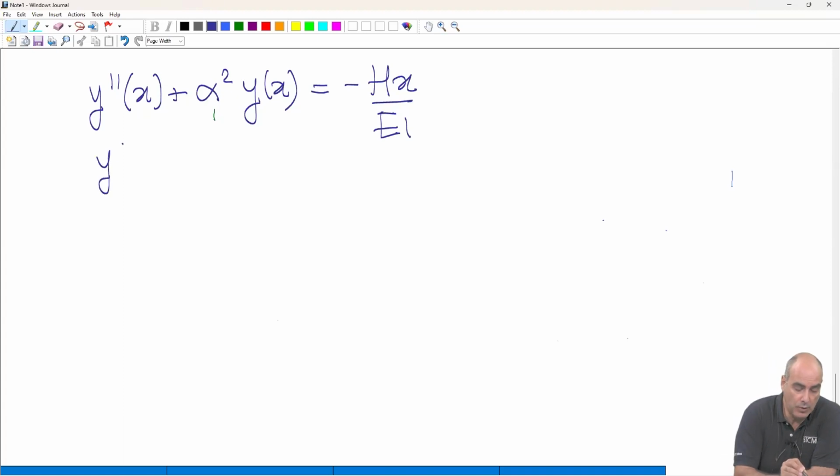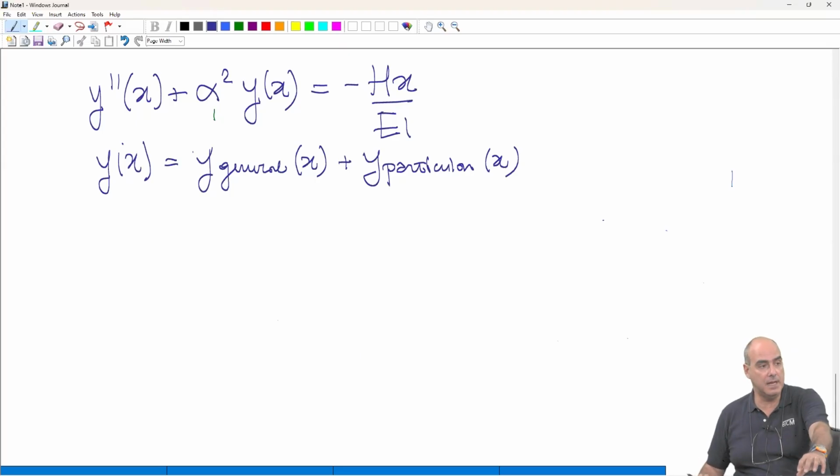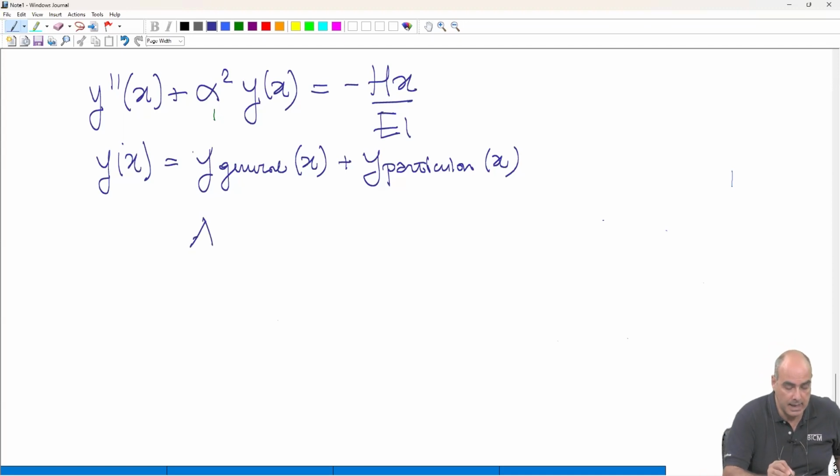Well, actually, we know from our calculus classes that the solution of this equation has a so-called general part and a particular part. The general part is the solution of the same equation if you put 0 on the right-hand side, and this is A sine of alpha x plus B cosine of alpha x.